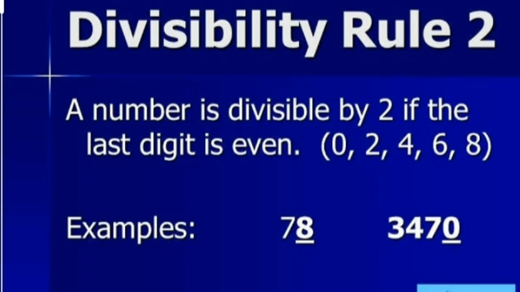First, the divisibility rule for 2. A number is divisible by 2 if it has any of the digits 0, 2, 4, 6 or 8 in its ones place. For example, 78 and 3470. In the given examples, the ones place is 8 and 0, so easily the given numbers are divisible by 2.